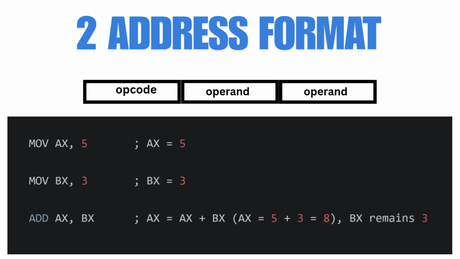In this example, the add AX BX instruction is a 2-address format. The result is stored in AX, which replaces its original value. BX remains unchanged with the value 3. This format is straightforward for hardware to process, making it suitable for certain instruction sets. However, because one operand is overwritten, careful use is required when both values need to be preserved.